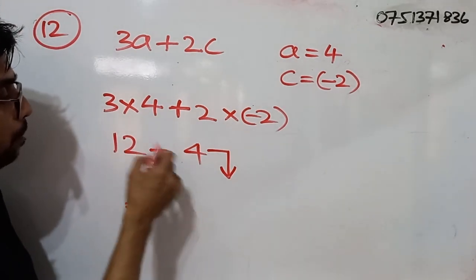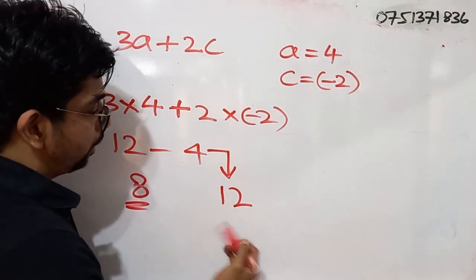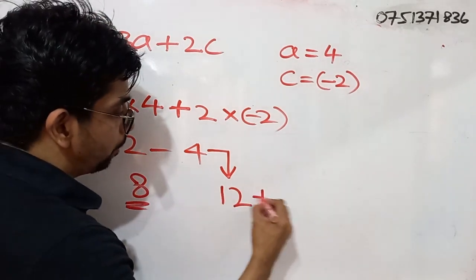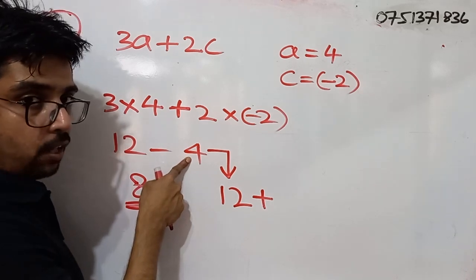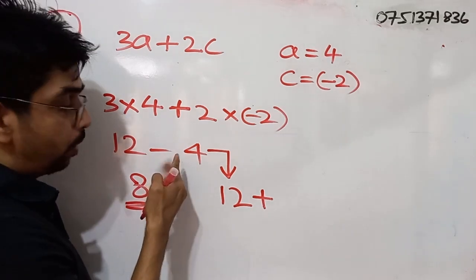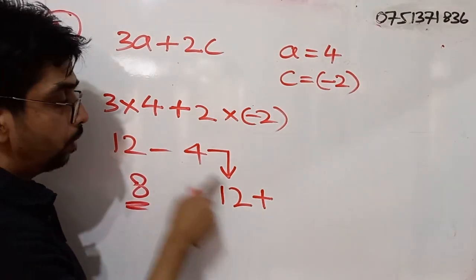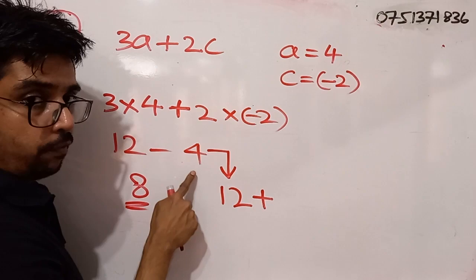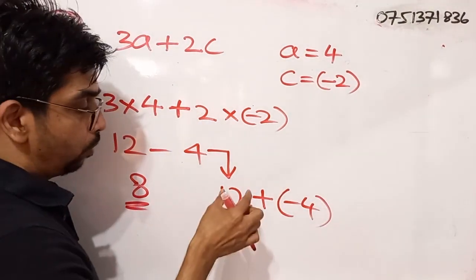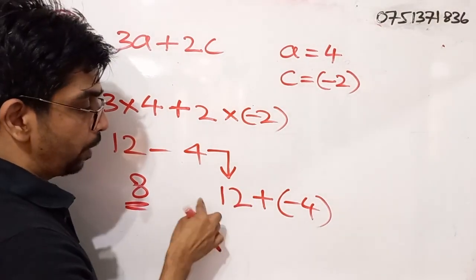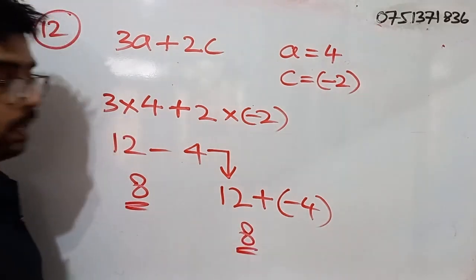Right? So 12 minus 4. We can rewrite this as what? 12. Instead of minus, I'm going to put plus. So here, what is the sign of this 4? Positive. When this minus becomes positive, the sign of positive 4 changes into what? Negative 4. Now 12, it's a positive 12 plus negative 4. What's the answer? Positive 8.